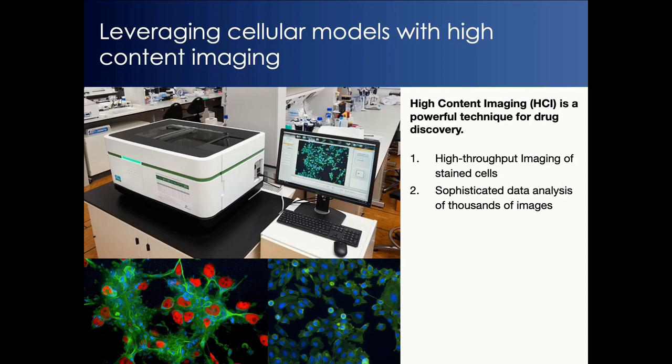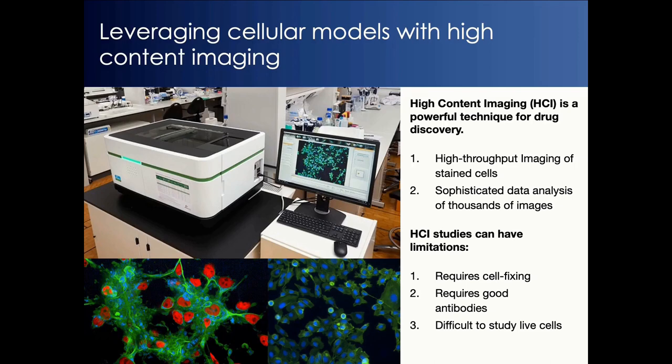But high content imaging has certain limitations. For example, high content imaging requires cell fixing most of the time, so it is difficult working with live cells sometimes. Also, it depends heavily on the availability of very good antibodies that will not generate false signals. And these two limitations basically make it difficult sometimes to use high content imaging to work with live cells.